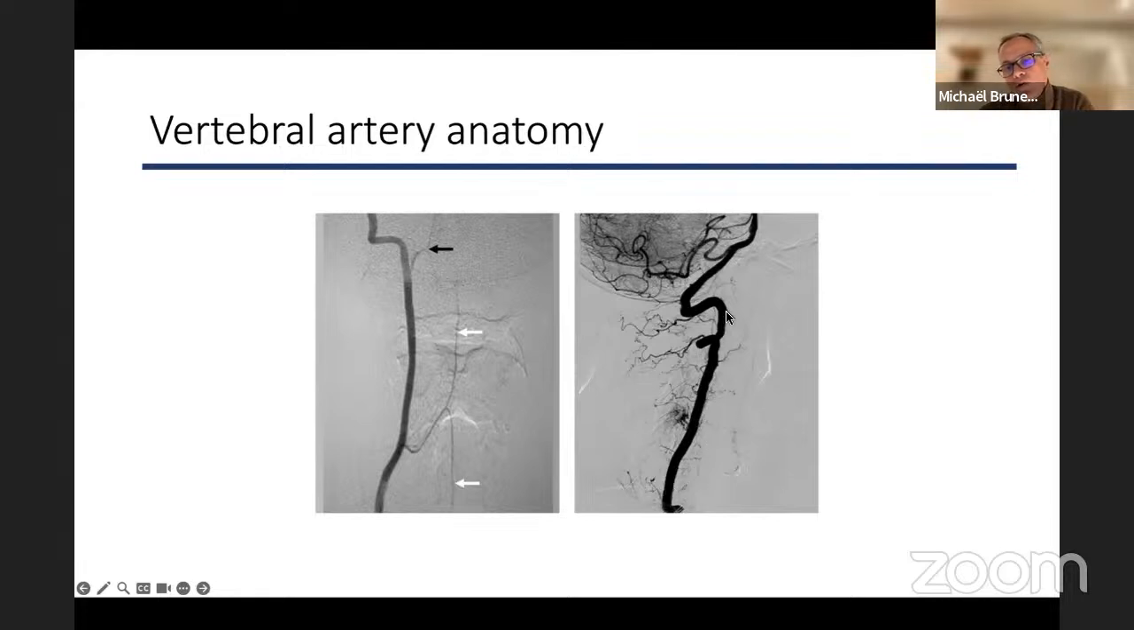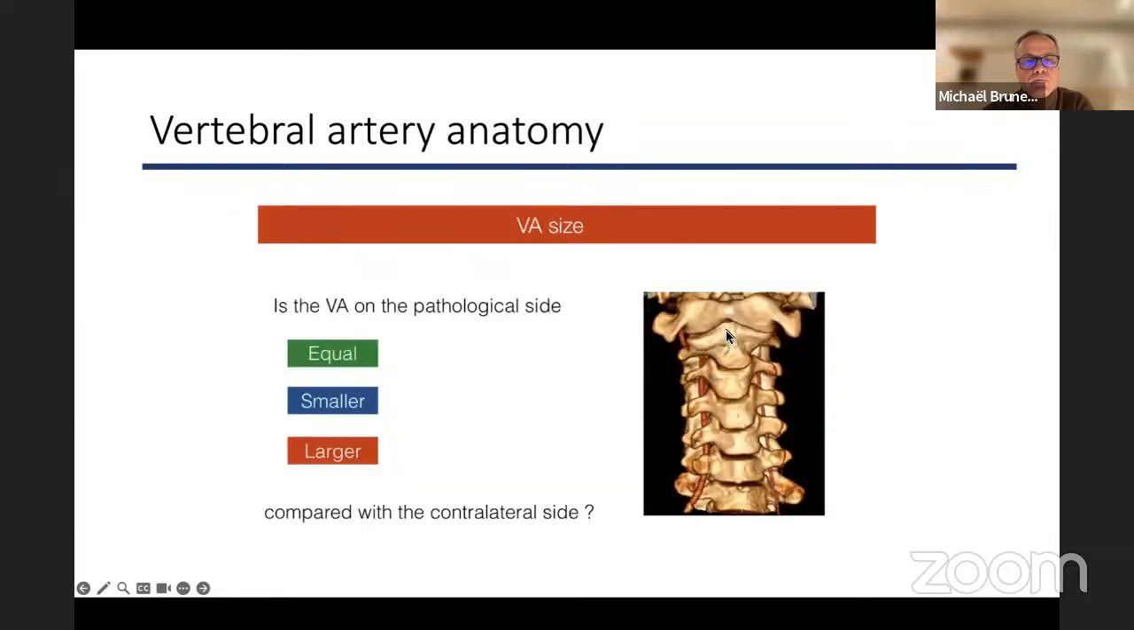You also have muscular branches arising from the V2 and V3 segments, and through those muscular branches you sometimes have important anastomoses that develop in case of occlusion of the vertebral artery. What is important when you are exposing the vertebral artery surgically is to know which type of vertebral artery you are exposing, and it's important to know its size.